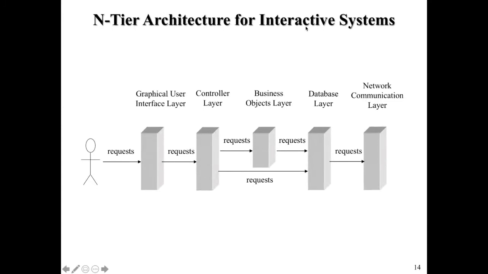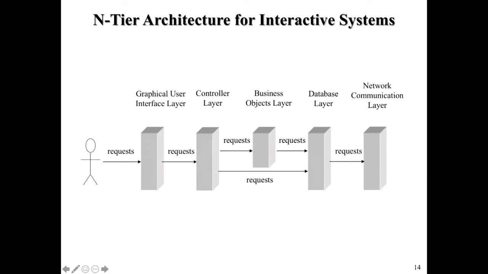Okay, if you have interactive systems, you can use n-tier architecture. N means it is variable. It can be 1, 2, 3, 4, 5, usually more than one. Tier means layers, as we have discussed before. So this is a tier or layer, this is a tier or layer, and so on.